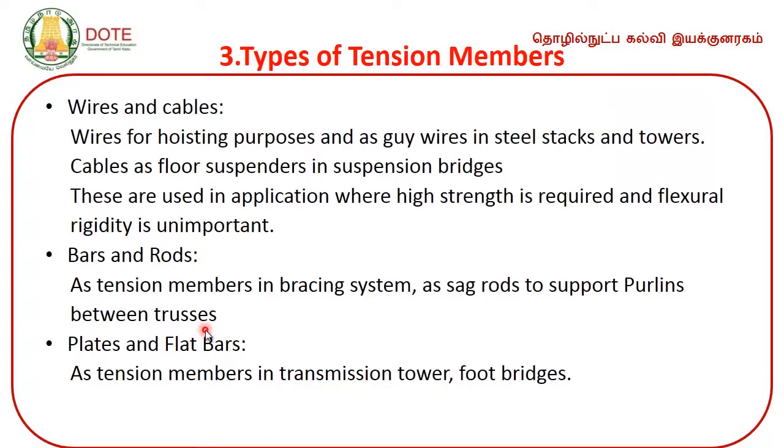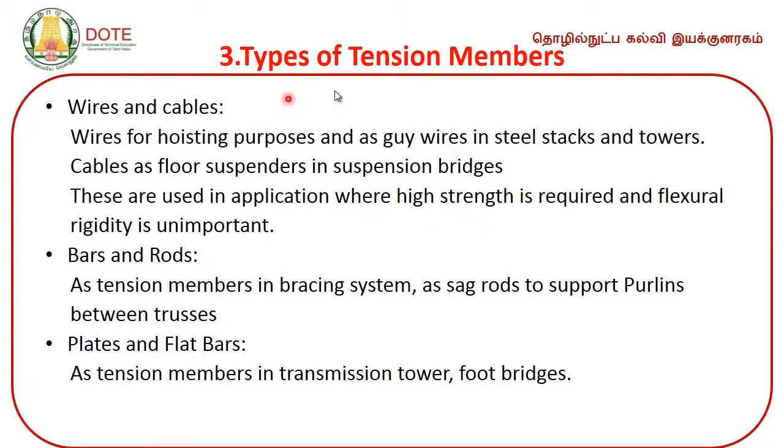So, now we have seen the failure modes of the tension member. One is by yielding of gross section, the other is by rupture of a critical section, and the third one is block shear at end connections. And these are all the modes of failure.